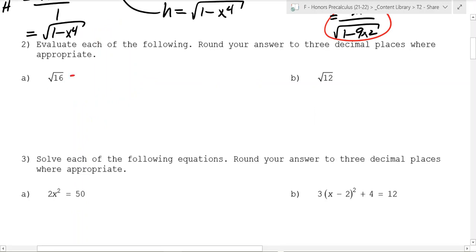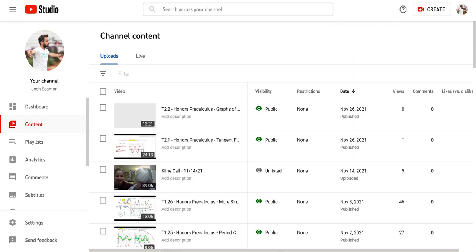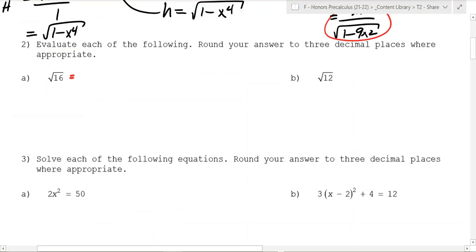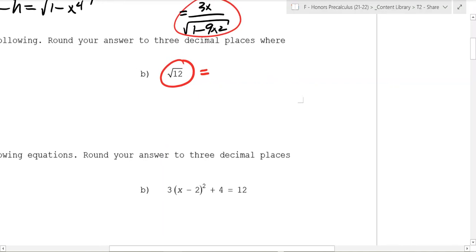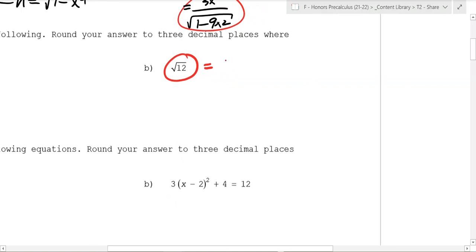Well, the square root of 16: what squared is 16? The square root is already there, so we just take the positive one. So that's going to be 4. And then over here, the square root of 12, there is no integer that when you square it equals 12. So you need to use your calculator, and you only take the positive one because the square root is already written. If you do this on your calculator, you get 3.464.